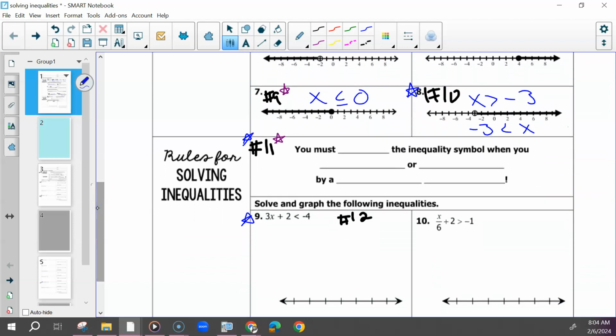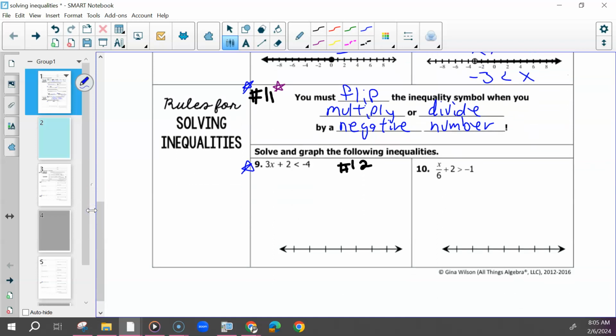The main rule for solving inequalities: you must flip the inequality symbol when you multiply or divide by a negative number. I'm going to give you a couple of examples of what that might look like. If I had something like -4x is greater than 4, and I divided both sides by -4 to solve this, the sign is going to change directions.